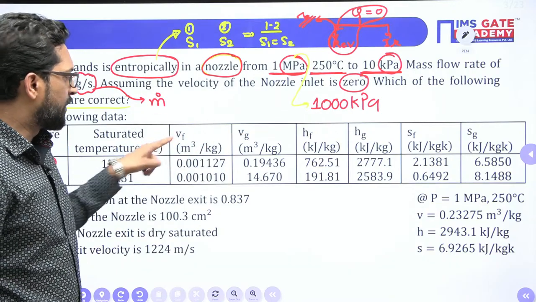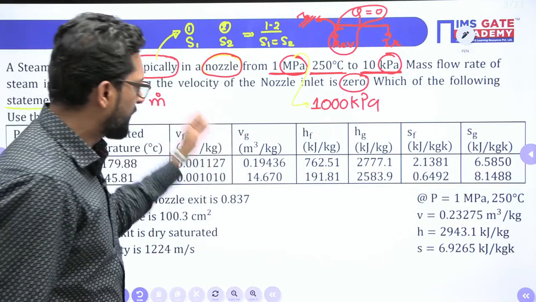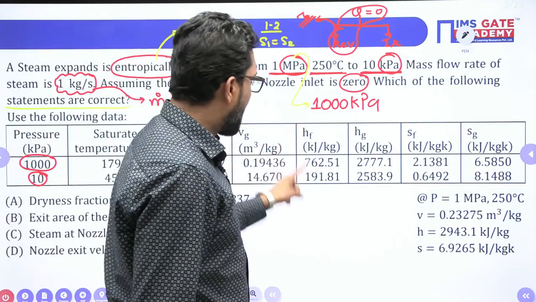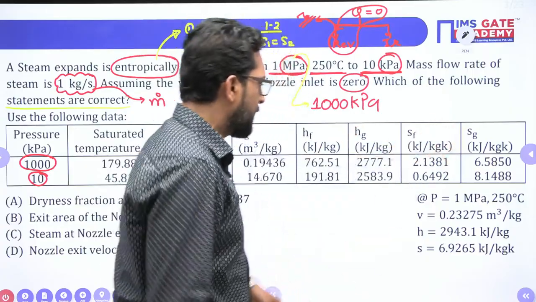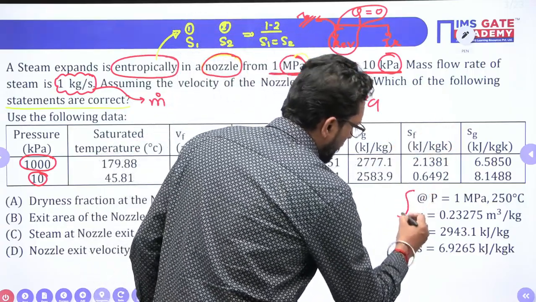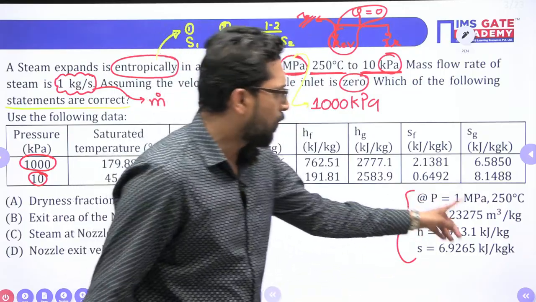Specific volume of the saturated liquid, it is given. Specific volume of the saturated gas, it is given. Enthalpy and entropy it is given, and also the superheated condition is given at the pressure 1 megapascal.